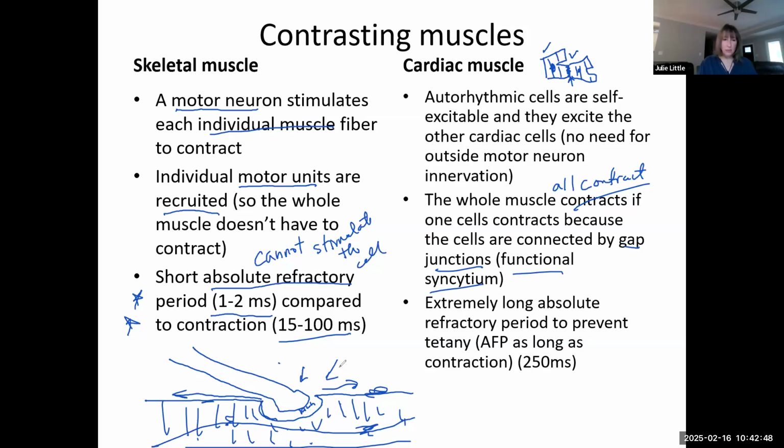Boy, I'm beating a dead horse. But anyway, here is the neuron. So we have the nervous system coming in, telling the skeletal muscle to contract.